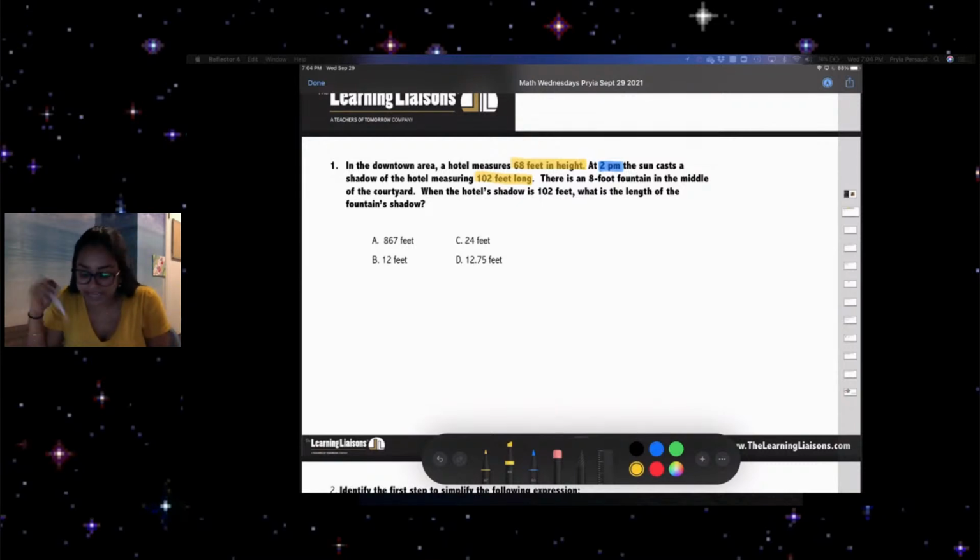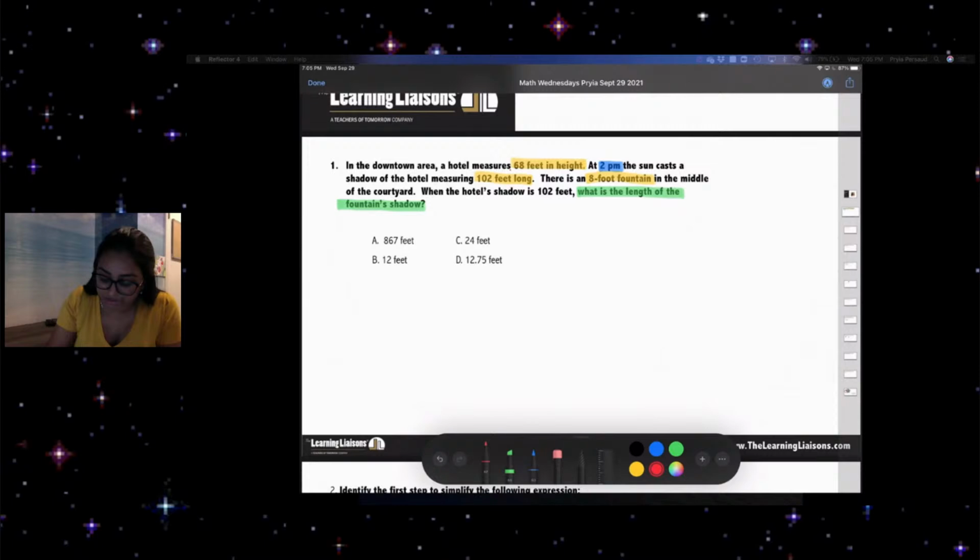We keep reading, and it says, there is an 8-foot fountain in the middle of the courtyard. When the hotel's shadow is 102 feet, the question is asking us, what is the length of the fountain's shadow? All right, take a couple seconds, think about what information we need and what information we don't. They like putting a lot of numbers in there because they like to confuse you and see if you're actually paying attention. So let's see if you've been paying attention.